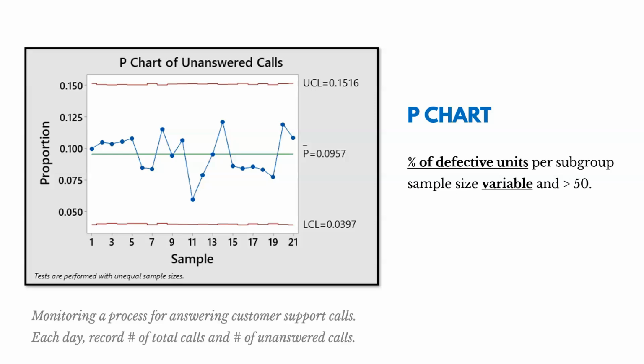And then here's our P chart. Okay, so this is similar to the NP. We're tracking defective units, but because the sample size is variable, we're going to look at the percent of defective units per subgroup, not just the number.